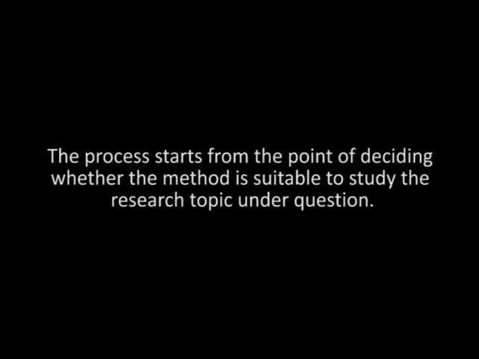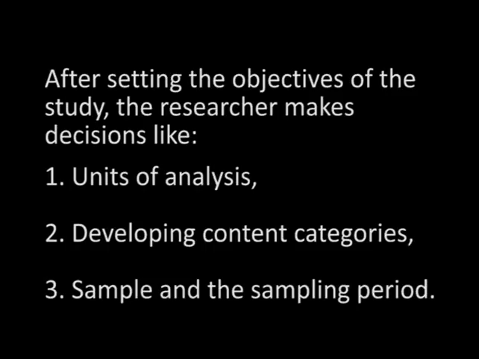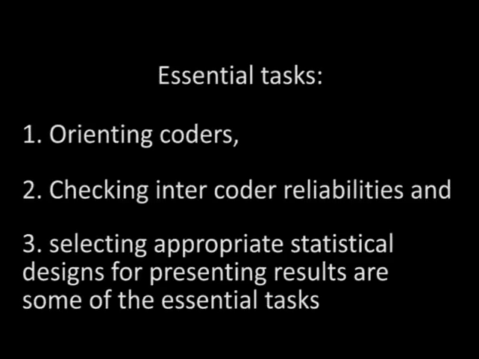The process starts from the point of deciding whether the method is suitable to study the research topic under question. After clearly setting out the objectives of the study, the researcher proceeds to make decisions relating to units of analysis, developing content categories, sample and the sampling period, orienting coders, checking intercoder reliabilities, and selecting appropriate statistical designs for presenting results. These are some of the essential tasks which add rigor to the study.